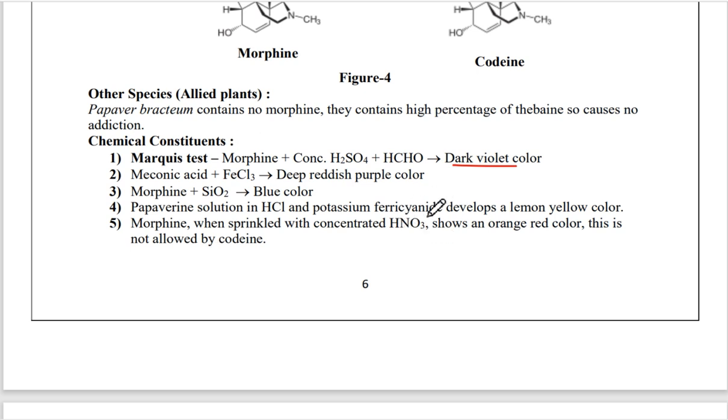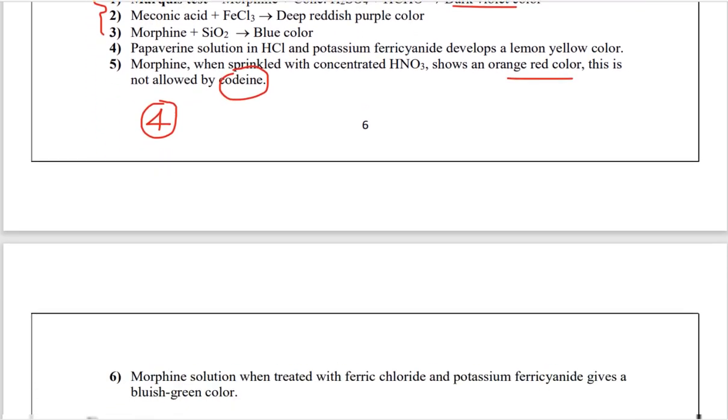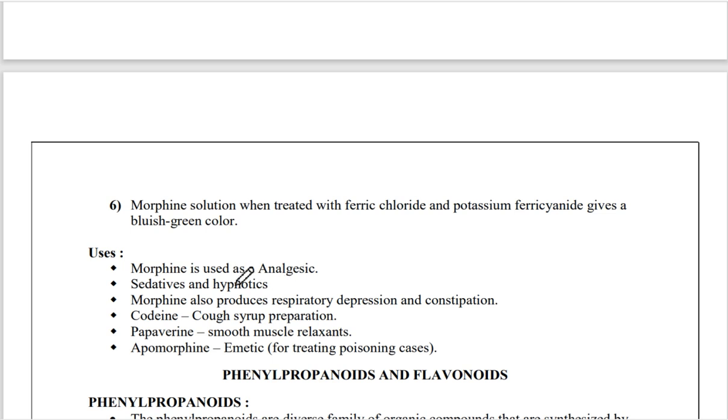Or morphine when sprinkled with concentrated nitric acid shows orange red color. This is not shown by codeine. So these are the few tests, and you need to remember the first three tests which are important. You can also remember these two, but the Marquis test is the one you should remember for opium. So we have seen the four drugs for alkaloids. Okay, we'll revise. Let's see the uses. Morphine is an analgesic, sedative hypnotic, produces respiratory depression, constipation, used in cough syrup preparation. Papaverine is a smooth muscle relaxant, and apomorphine is used as an emetic for treating poisoning cases.